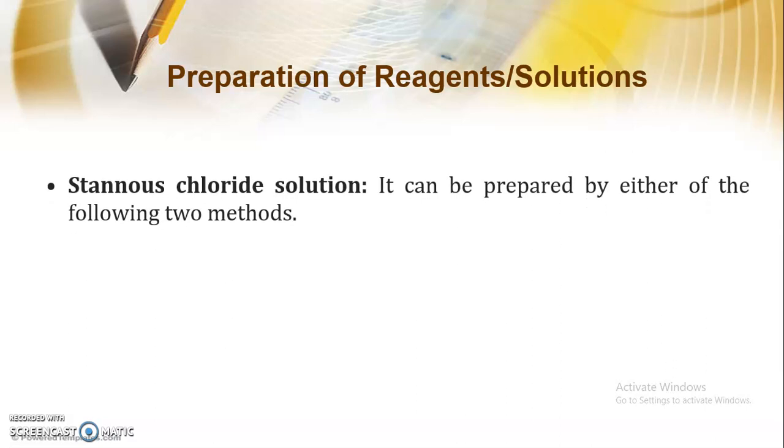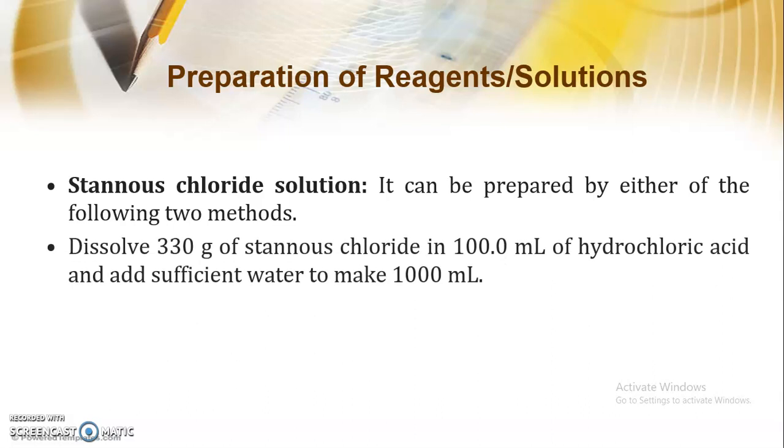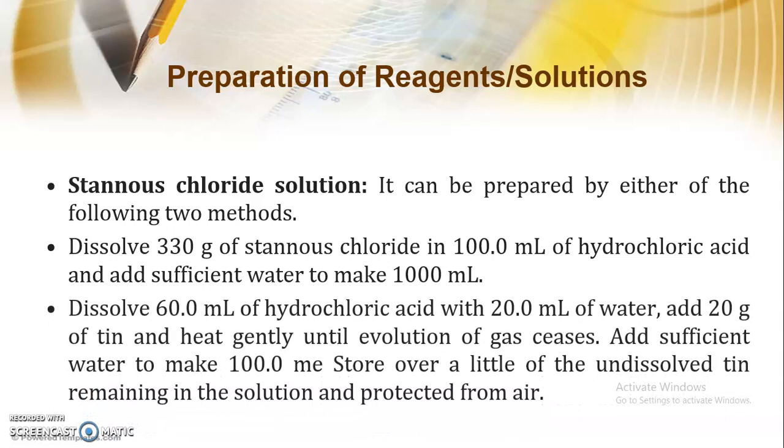Then the next solution that is required is stannous chloride. Sometimes it is used as a reducing agent, so we need to prepare this solution instead of zinc. It can be prepared by either of the following two methods. Dissolve 330 gram of stannous chloride in 100 ml of hydrochloric acid and sufficient water to produce 1000 ml. And another method: mix 60 ml of hydrochloric acid with 20 ml of water, add 20 gram of tin and heat gently until evolution of gas ceases. Add sufficient water to make 100 ml, and store over a little of the undissolved tin remaining in the solution, protected from the air.